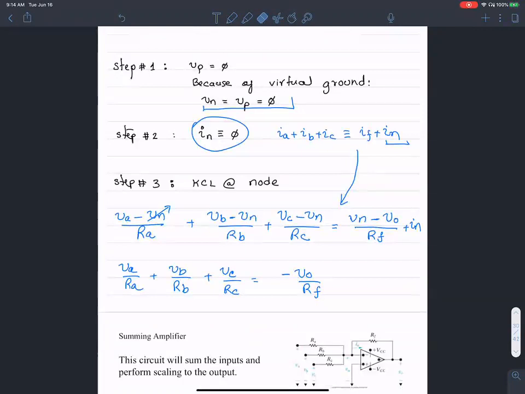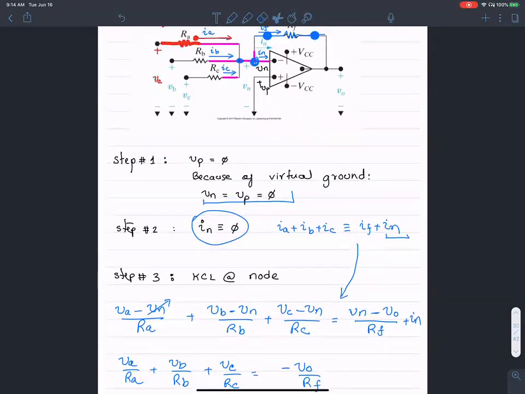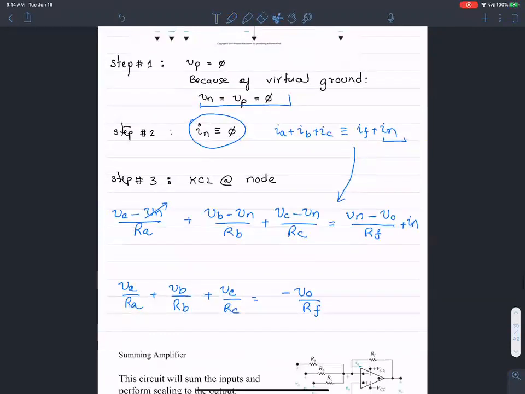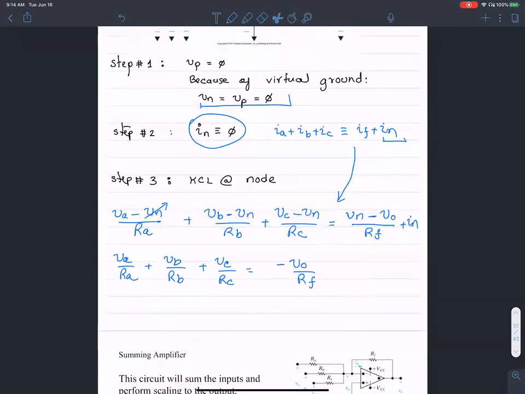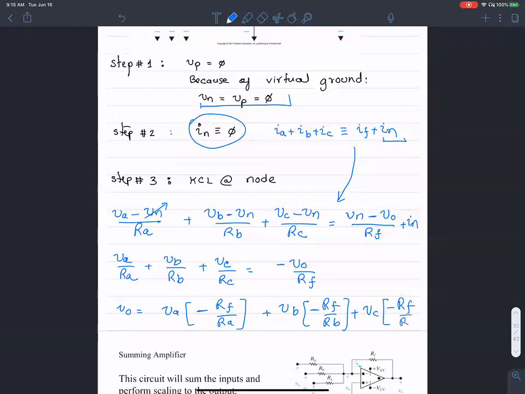Now we can massage this equation. Now I can say VO equals VA times, multiplying both sides of the equation by RF, the RF cancels and shows up on the other side, negative RF over RA, plus VB times negative RF over RB, plus VC times negative RF over RC. Does it make sense?